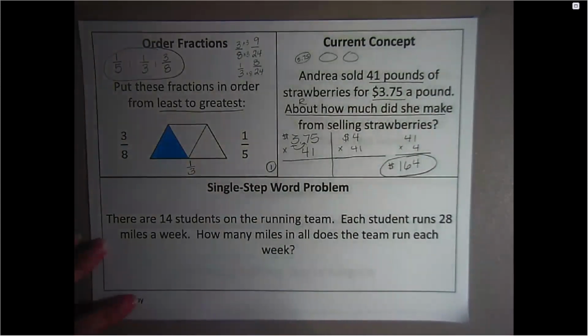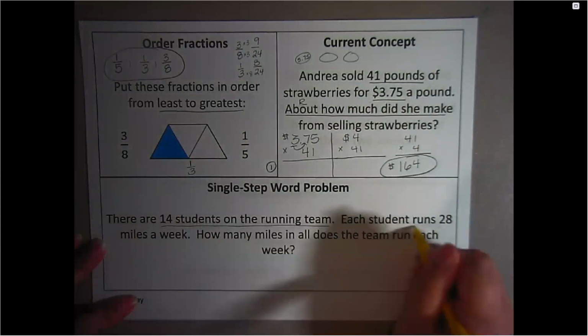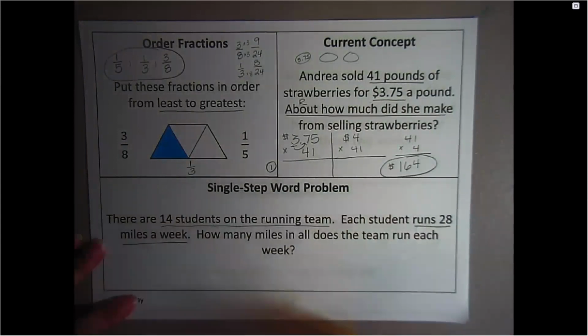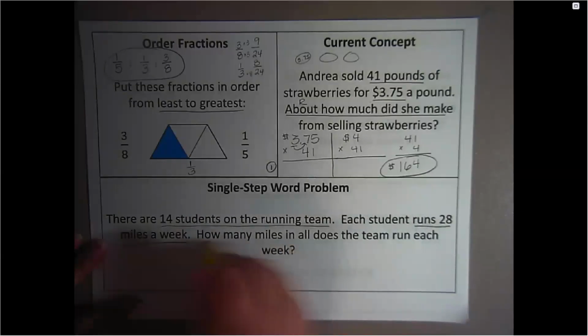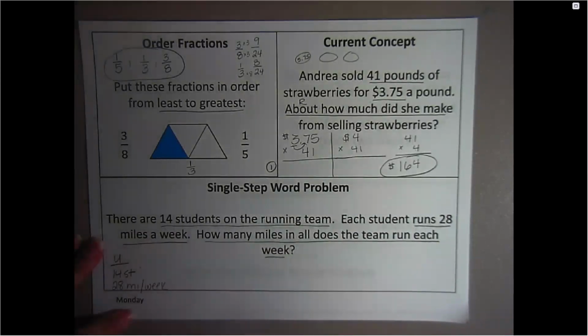Number 3, it says single step word problem. There are 14 students on the running team and each student runs 28 miles a week. How many miles in all does the team run each week? So I'm going to understand. There's 14 students and each runs 28 miles per week. All right, and we want to know total miles for the team. So total team miles.